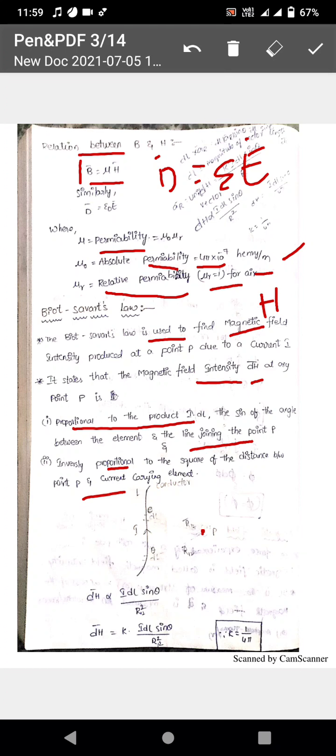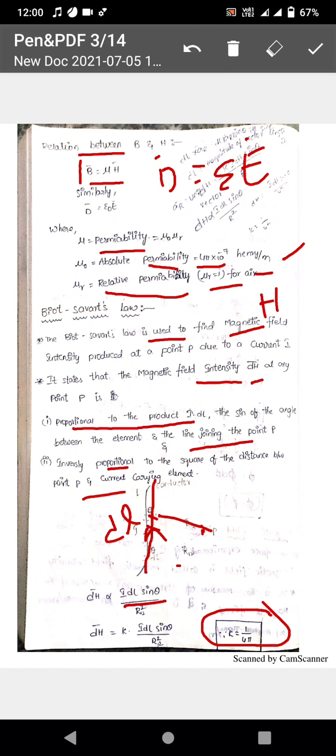Suppose a current I is moving in this conductor. We consider a small differential length, that is dl. Suppose L is the length of the conductor. A point P is located. If you join the line from that point P, it is R12, and dH is proportional to I dl sin theta divided by R12 square. If you remove the proportionality, a constant will come, where the constant is known as 1 by 4 pi. So dH equal to I dl sin theta by 4 pi R12 square.